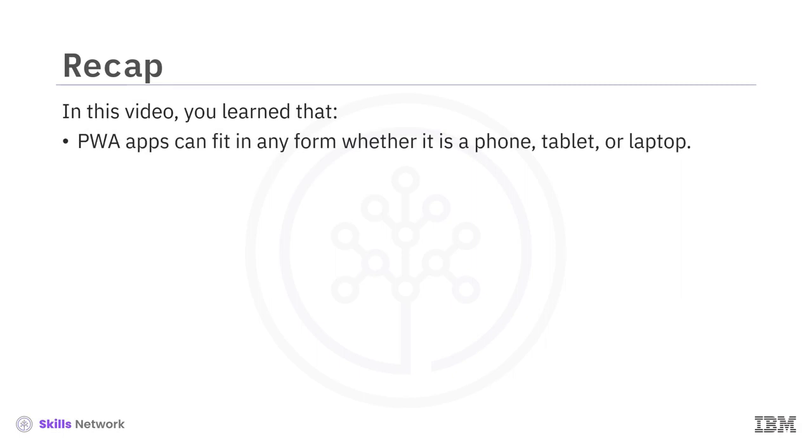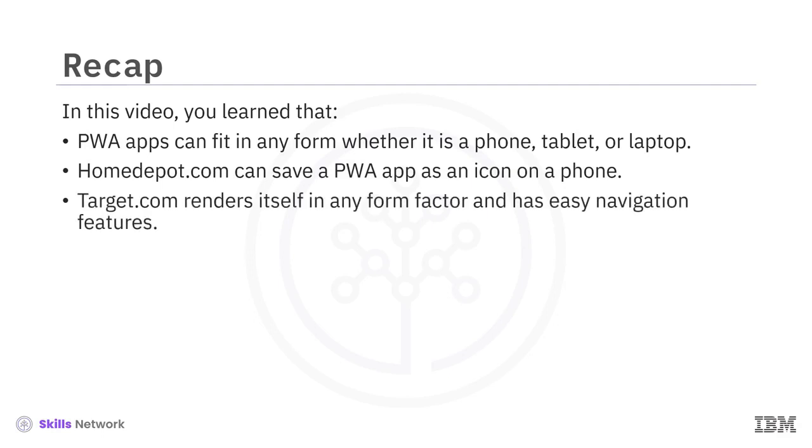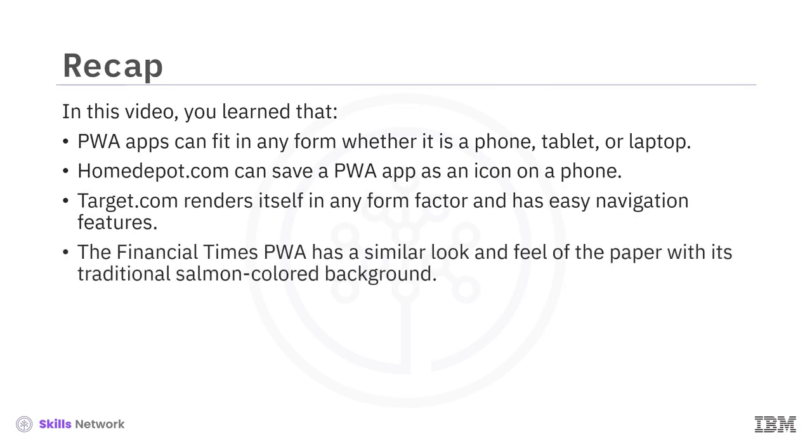or laptop. The Home Depot can save a PWA app as an icon on a phone. Target renders itself in any form factor and has easy navigation features. The Financial Times PWA has a similar look and feel of the paper with its traditional salmon-colored background.